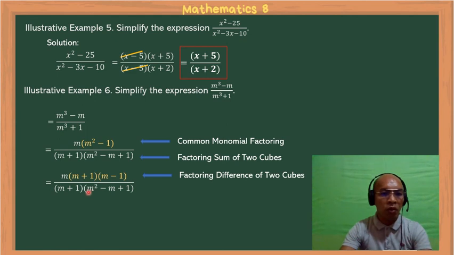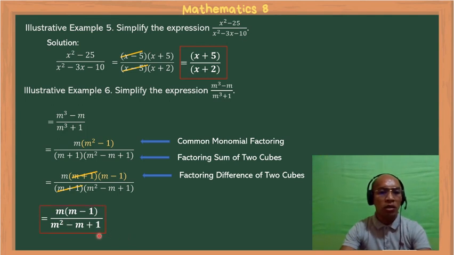And we just copy all the factors in the denominator. Notice, in this case, there is already a common factor, which is m plus 1 and m plus 1. So what is left is m. We just copy m times m minus 1. And the denominator is m squared minus m plus 1. So this is now the simplest form, or the simplified form, of this given algebraic expression.